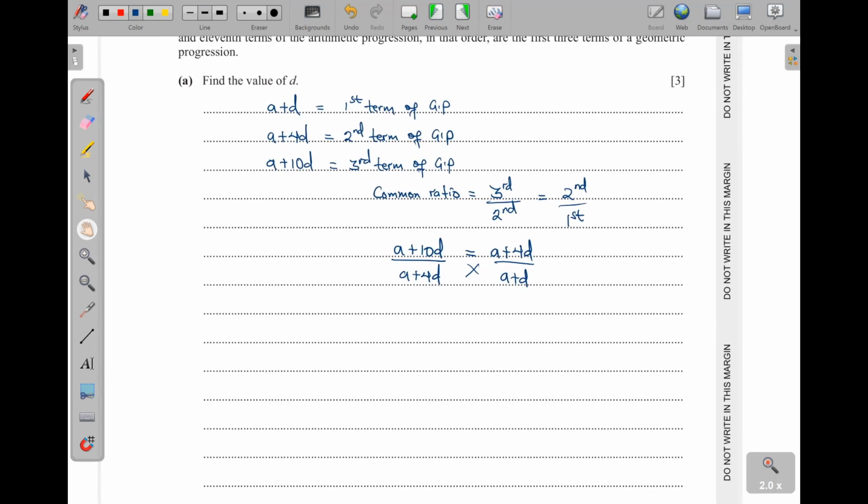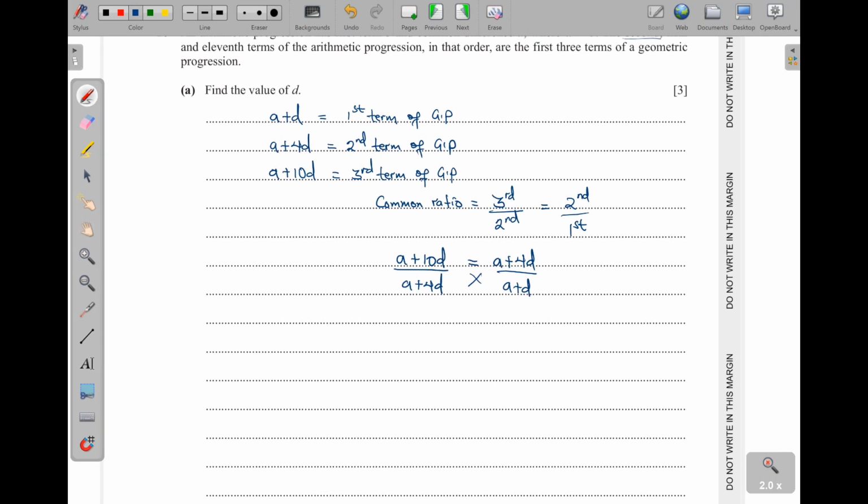When we cross multiply, we shall have a plus 10d multiplying with a plus d, which is equal to a plus 4d multiplied by a plus 4d. It is actually a plus 4d squared. You open the brackets: a times a, that is a squared; a times d, that is ad; then 10d times a, that is 10ad; and then 10d times d, that is 10d squared.